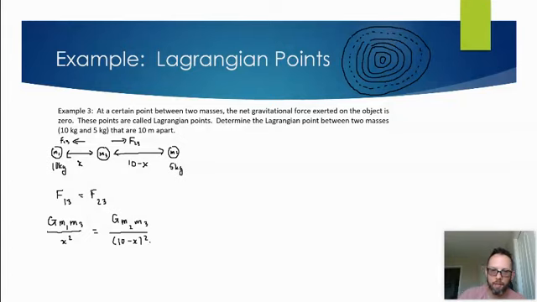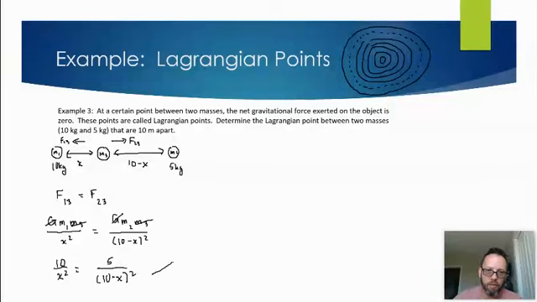So this looks like a pretty messy equation to solve, but don't worry, it's not too bad, because if you think about it, we've got a factor of G on both sides that divide out, and a factor of M3, so it doesn't actually matter what the third mass is. This point where the gravitational forces are balanced would be true for any mass. Then let's plug in what we know. Mass 1 is 10, so 10 over x squared equals 5 over 10 minus x squared.